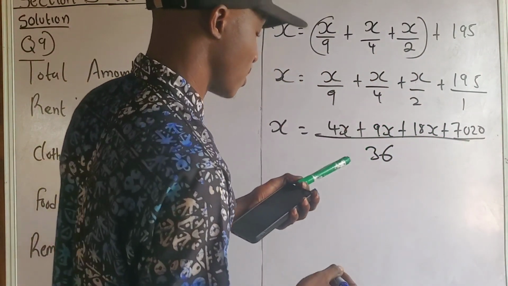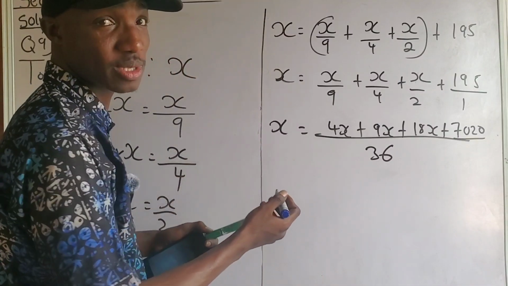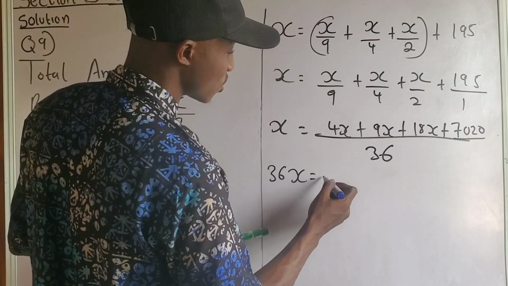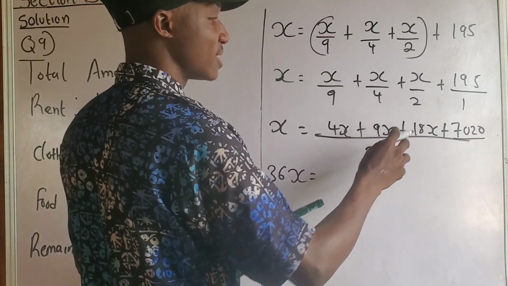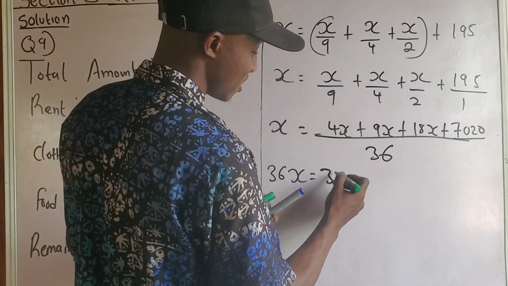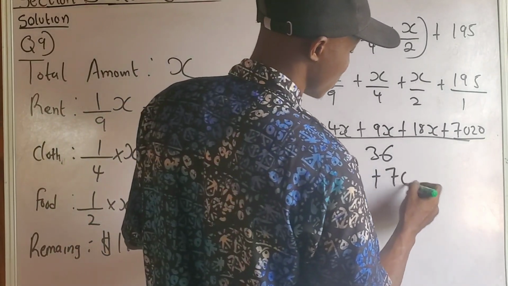Yes, 7,020, that's correct. Now the next step is to cross multiply. Are you getting this? So I'm going to have 36x equals 4x plus 9x plus 18x. That will give you 31x. So I'm going to have 31x here, 31x plus 7,020.